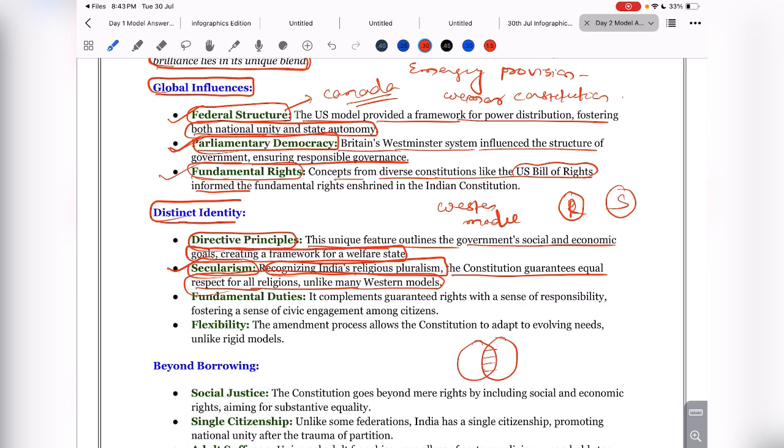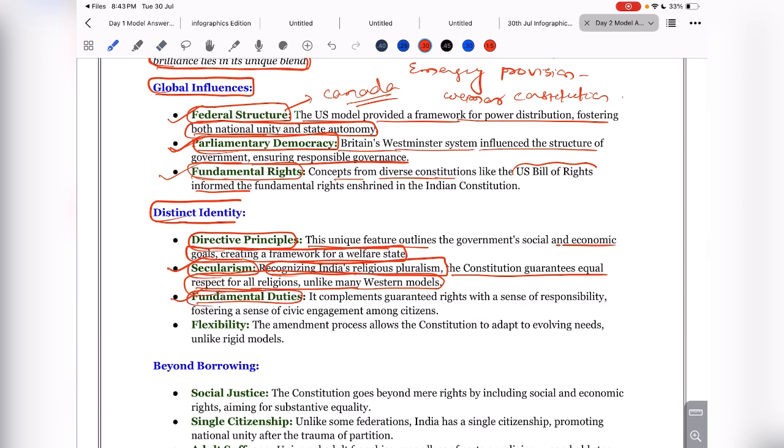That means this is the state and this is the religion. A religion cannot influence the state, but the state can influence religious policy. For example, Sabarimala, we have made a number of policies to regulate the functioning of different temples, like the temple acts. That shows that the secularism we are following is quite different from what is followed in western countries.